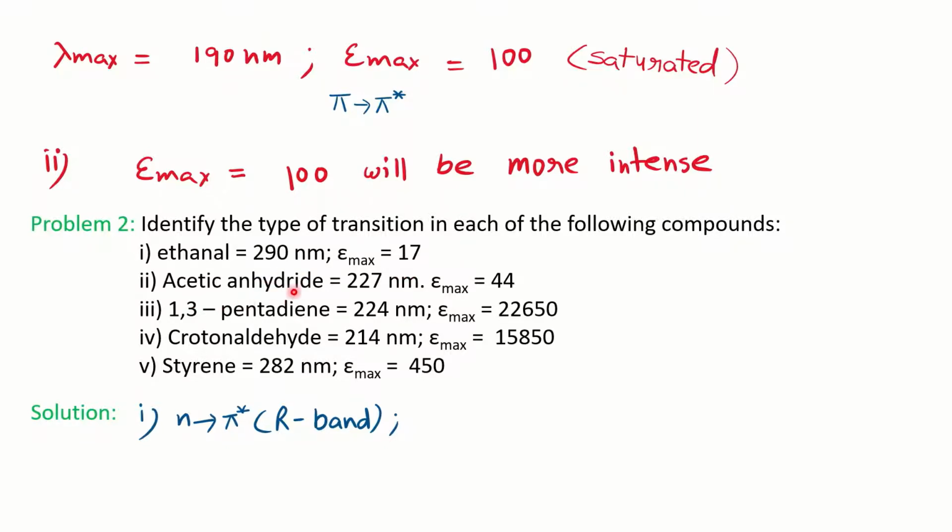Acetic anhydride, again it has a carbonyl group. 44 says it is a forbidden transition. High value of lambda says again it is n to pi star transition.